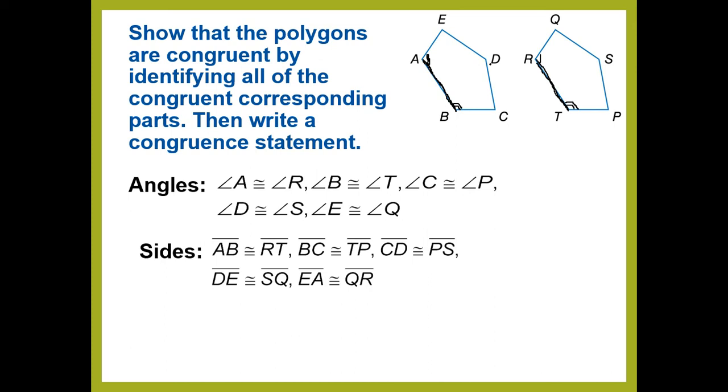Side AB is congruent to side RT. Side BC, or the bottom of our polygon on the left, is congruent to the bottom of our polygon on the right, which is side TP. So BC is congruent to TP. Then we have that side CD is congruent to side PS. Side DE is congruent to SQ. And side EA is congruent to QR.